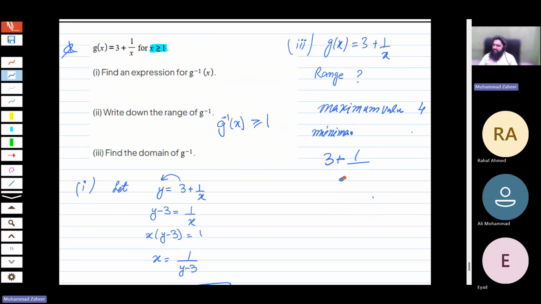This means that this value is greater than 3, but we don't know the exact value. We know that it is greater than 3, not equal to, because obviously the answer of this portion can never be 0. Whatever value you substitute, you will never get 0.